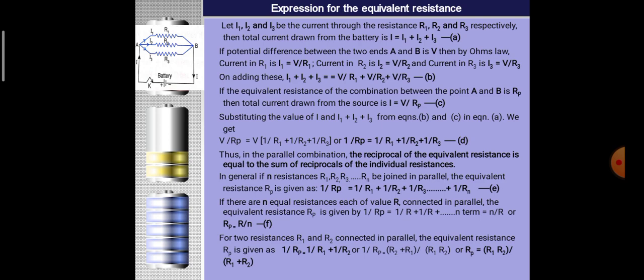For two resistances R1 and R2 connected in parallel, the equivalent resistance Rp is given as 1 by Rp is 1 by R1 plus 1 by R2, which can be written as 1 by Rp is R2 plus R1 divided by R1 R2, or the equivalent resistance in parallel for this condition is R1 R2 divided by R1 plus R2.